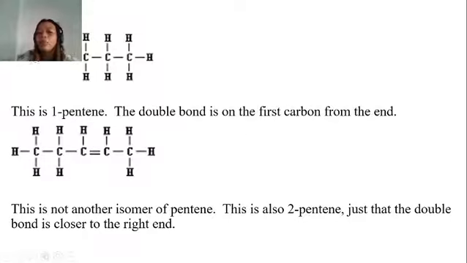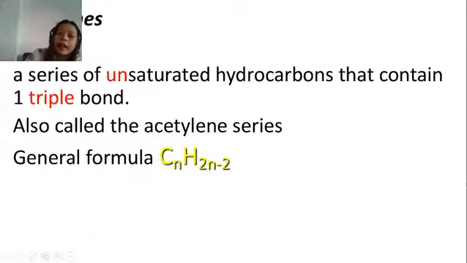So we have the pentene, 1, 2, 3, 4, 5, because it contains 5 carbons. And how much ang hydrogen atoms? I think it's 10. 1, 2, 3, 4, 5, 6, 7, 8, 9, 10. So C5H10. This is 1-pentene. The double bond is on the first carbon from the end. And this one is an isomer of pentene, but this is 2-pentene because ari siya sa second to the last, or ari siya nag-start sa right side, no? Ari naman sa carbon 2 ang iya nga double bond. That's why it's 2-pentene, just that the double bond is closer to the right end.